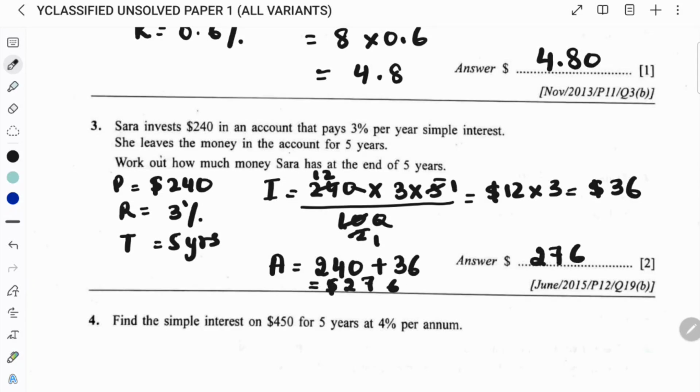Obviously, they're asking you to find the total amount, so you will add the principal, the money you deposited, and the extra amount, which is $36, together. That is the total amount you get after 5 years.